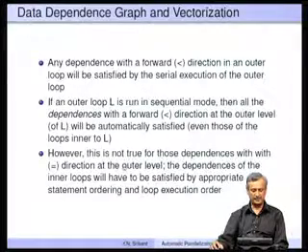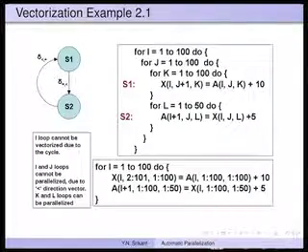But this is not true for those dependencies with equal to direction at the outer level. The dependencies of the inner loops will have to be satisfied by appropriate statement ordering and loop execution order. So, a dependence with less than direction vector in an outer loop will be satisfied by serial execution of the outer loop. This is what is important for us in this case. The I loop cannot be vectorized because of the cycle. You can see that the cycle is in the I loop.